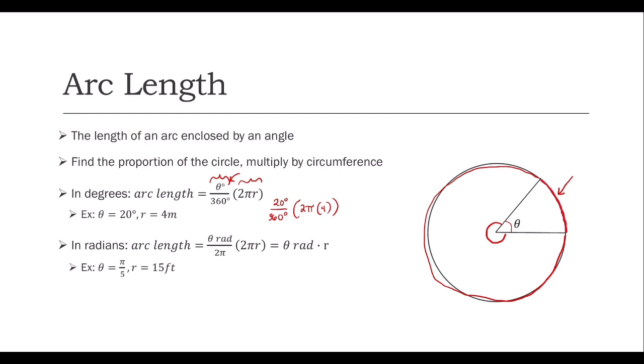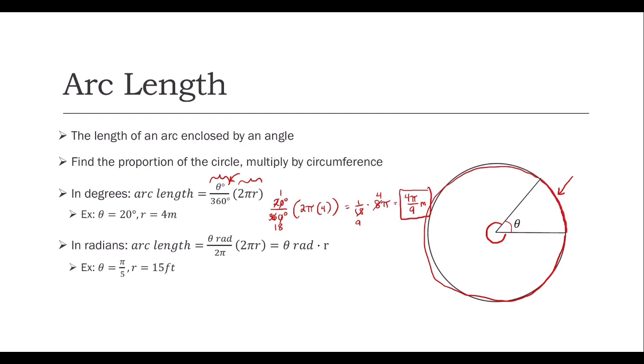So 20 over 360, you can divide both by 10 and then by 2 to get 1 over 18. So you have an 18th of a circle times 8 pi. Our 8 and 18 can simplify to 9 and 4. So we get 4 pi over 9. And this would just be meters because we're measuring length. So 4 pi over 9 meters.